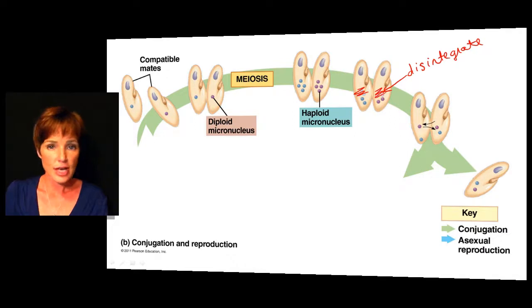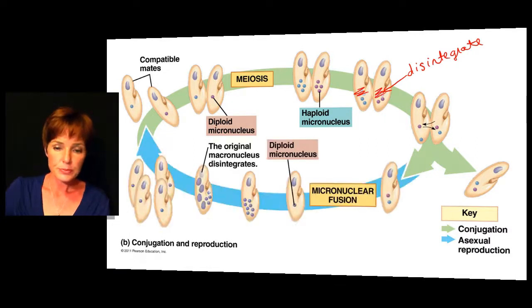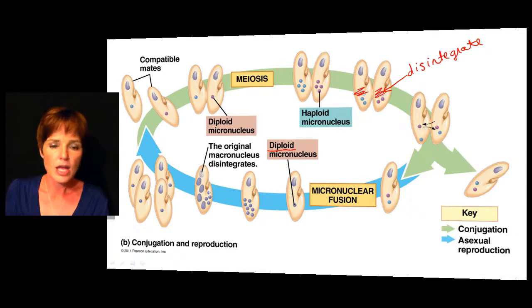The next step is where they actually exchange genetic material with each other. So they will pass one of those micronuclei to the other cell so that each one of the cells has one of each of the micronuclei. Then the next step is that you're going to have fusion. Those 2 genetically different haploid micronuclei are going to fuse with each other so that we end up with a diploid micronucleus. So this one cell there is going to be diploid, and that diploid micronucleus is then going to undergo several rounds of mitosis so that ultimately you end up with 8 of these. Okay, so here we see 8 micronuclei.